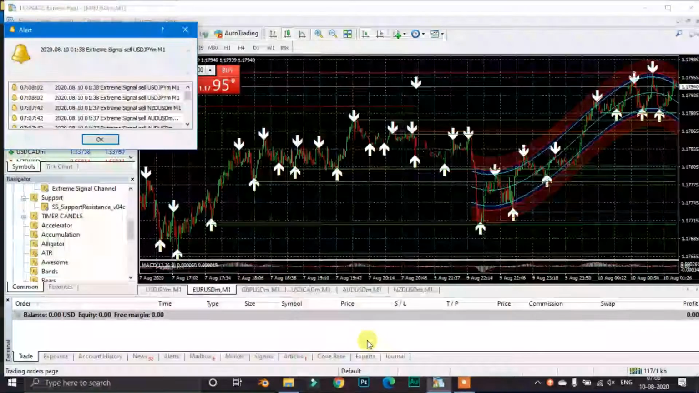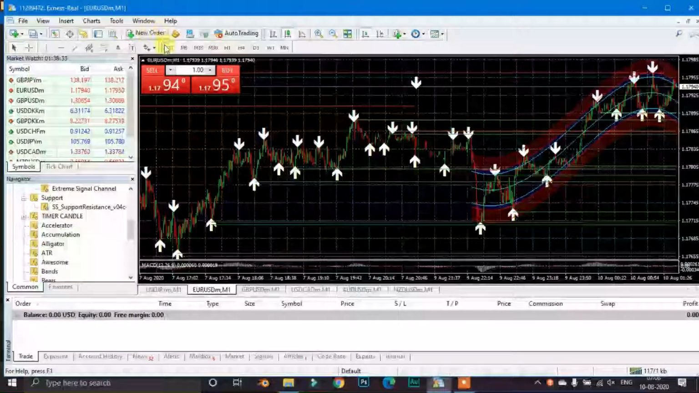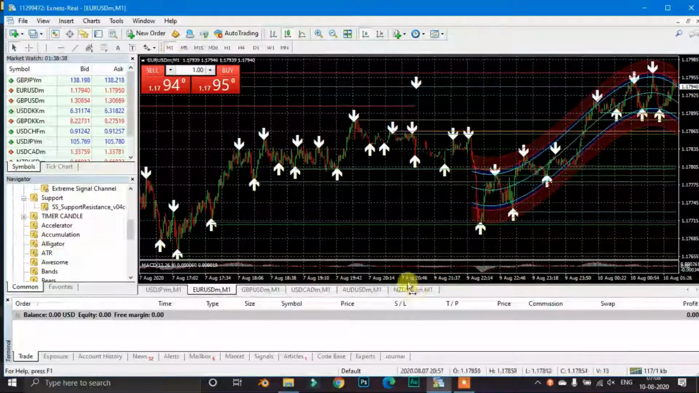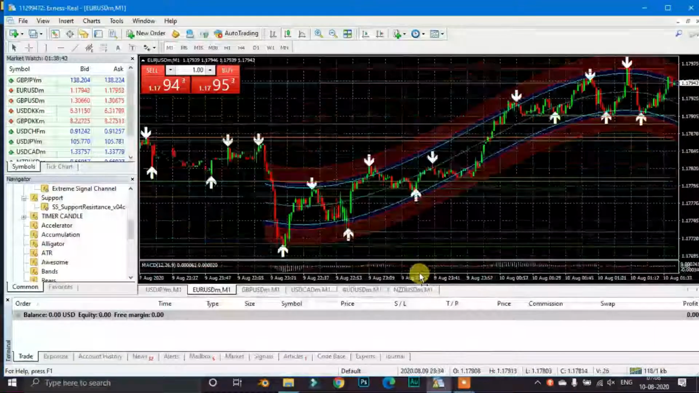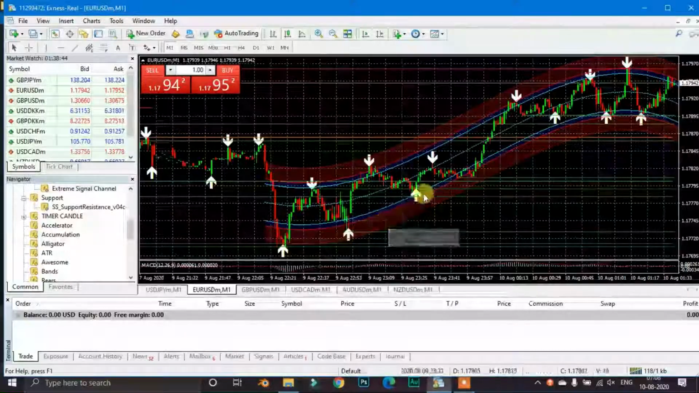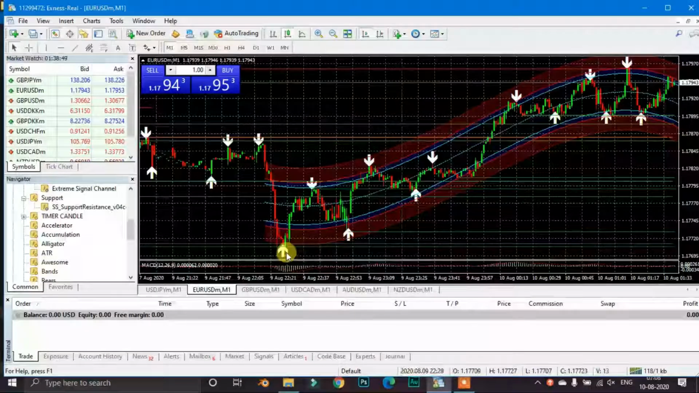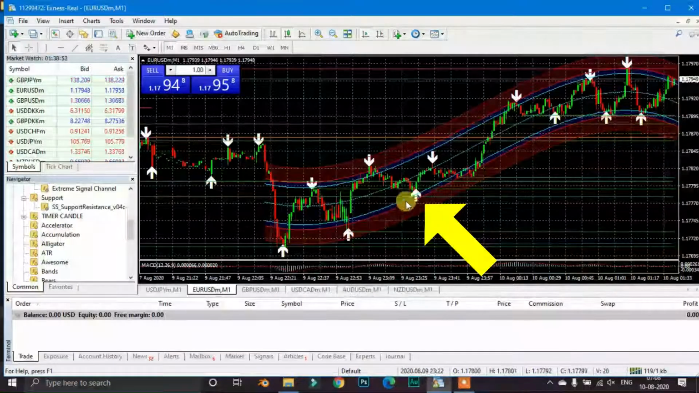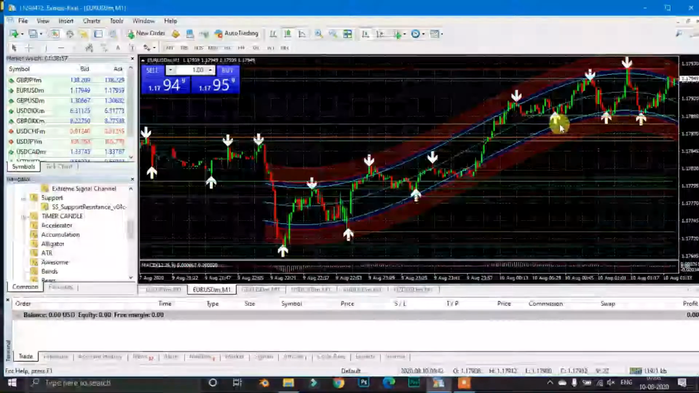So here you can see, guys, this is the EUR/USD. I have set a 1 minute candlestick chart, and here you can see this channel is going up. In these cases, you always have to take the up signal. Here you can see this is the up signal, this is the up signal, this is up, this is up, this is up, this is up.